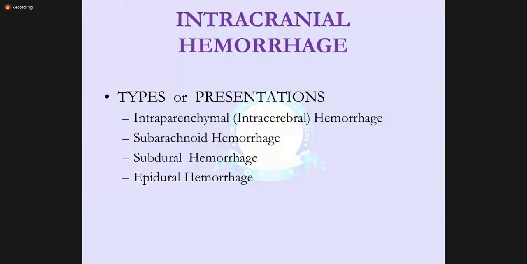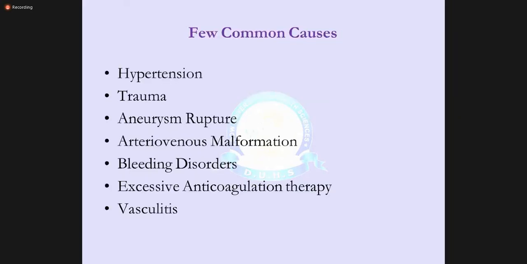Now the other part, the other cause, intracranial hemorrhage. Types of presentations: it could be intraparenchymal or intracerebral. It could be subarachnoid, subdural, or epidural. Now, what are the causes? Hypertension, trauma, aneurysm rupture, AV malformation, bleeding disorders, excessive anticoagulation therapy, and vasculitis. Okay.